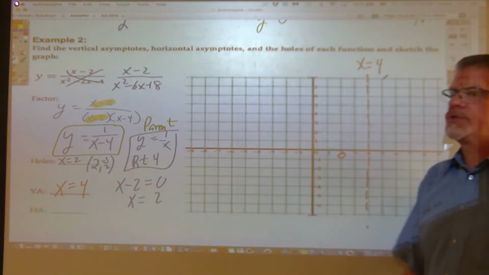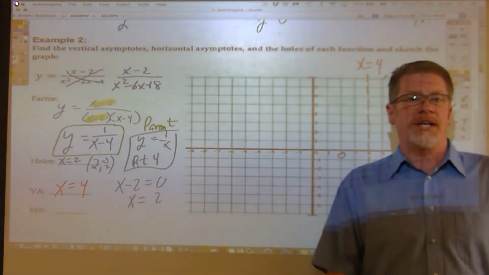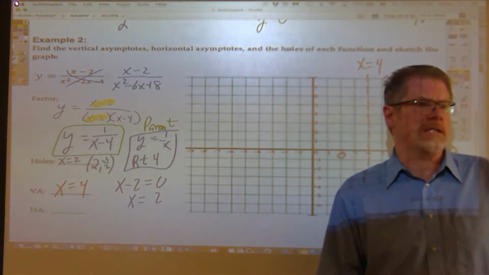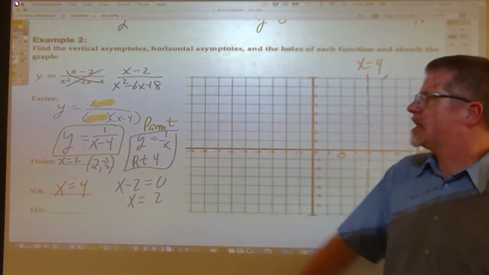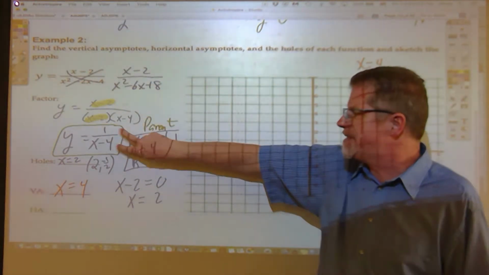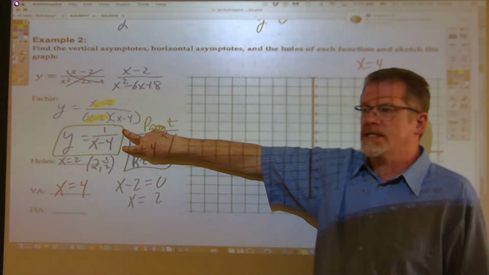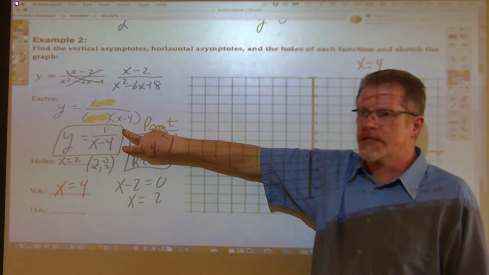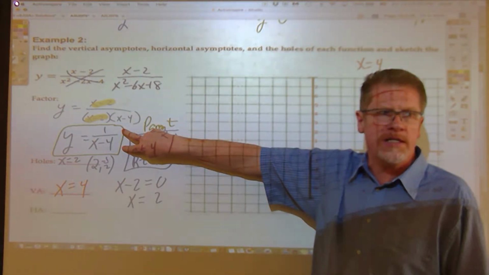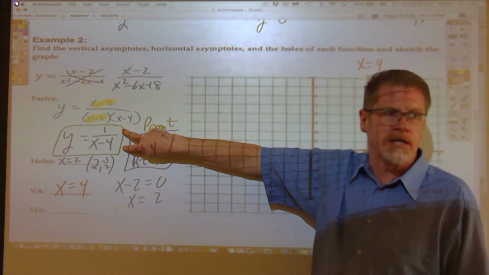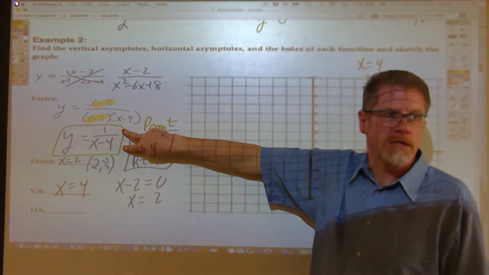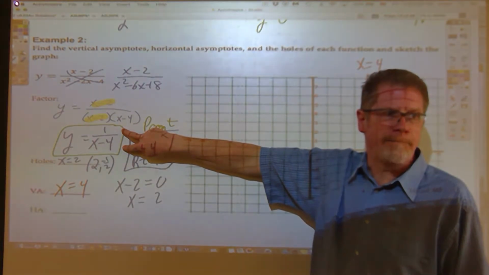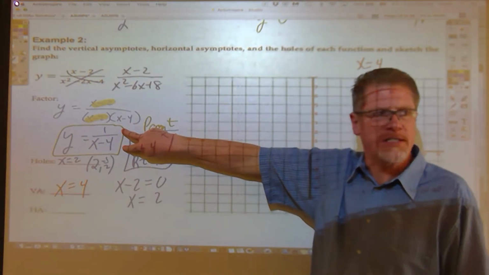For horizontal asymptote, this is where we lean on our analysis of top-heavy, balanced, or bottom-heavy. You can look either at the original or at the simplified version. Which is it? Top-heavy, balanced, or bottom-heavy? What say you, Thomas Gonzalez? Top-heavy, balanced, or bottom-heavy? Which is it?